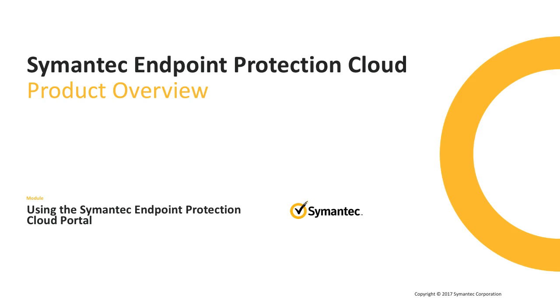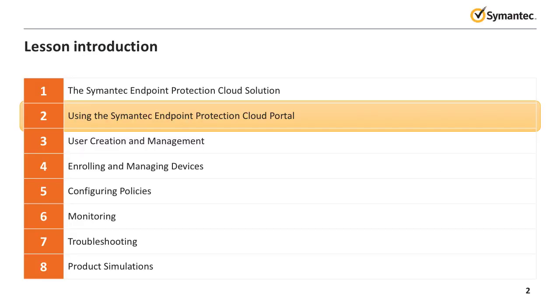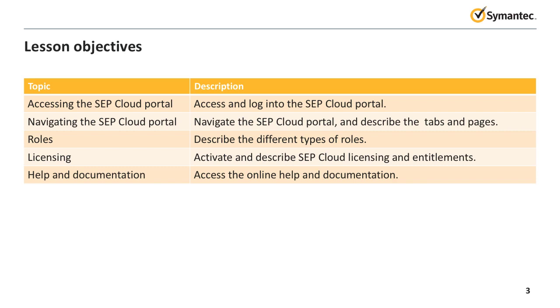Welcome to the Using the Symantec Endpoint Protection Cloud portal lesson of the Symantec Endpoint Protection Cloud Product Overview training course. In this lesson, you learn how to access and log into the SEP Cloud portal, navigate the SEP Cloud portal, and examine the SEP Cloud tabs and pages. You will examine the different types of user roles in the product, understand the role of licensing and how it works, and finally, you will learn how to access the product online help and documentation.